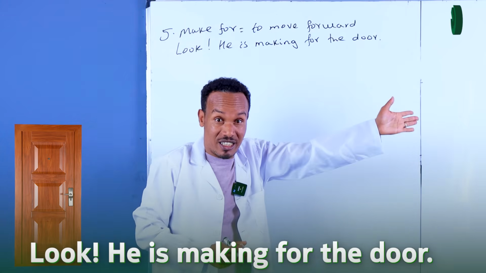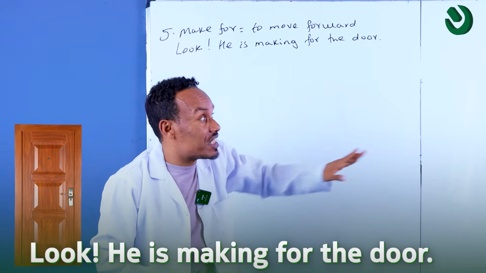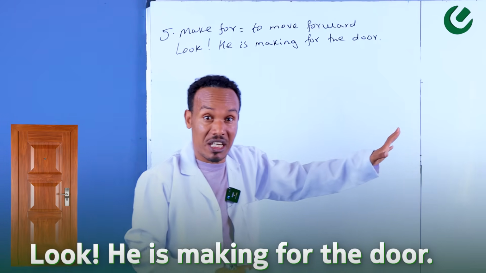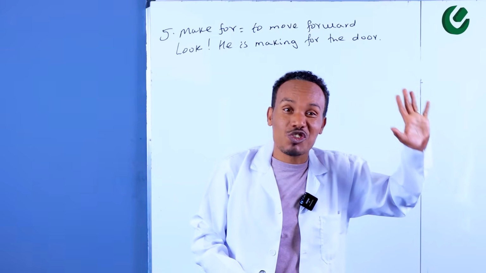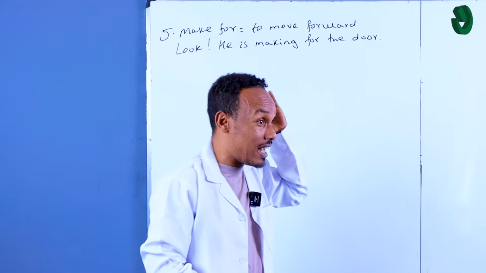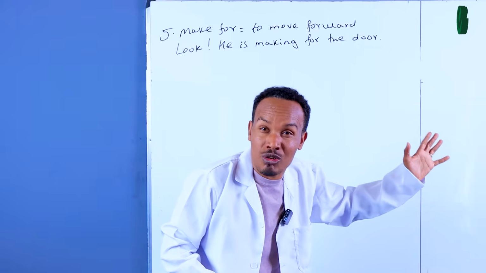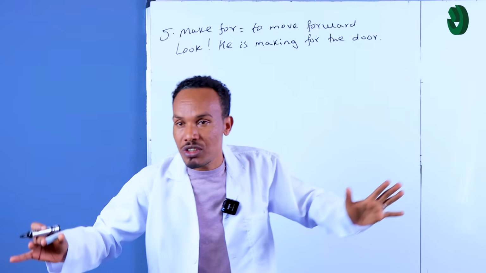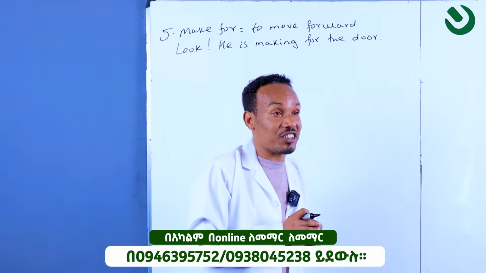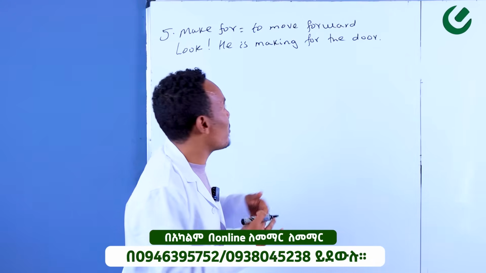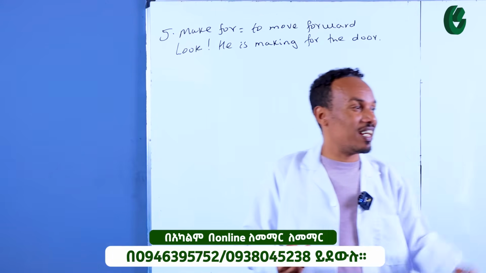So what do you mean by make for? To move forward. All right? So look. He's making for the door means he's moving towards the door. Do you understand me? Is it clear? To move forward. Not backward, but forward. I'm making for the door. I'm making for the gate of the house. I'm making for the school. You can say many different things. All right? Is it clear? Yes. All right. Interesting. So can you make your own examples? Your own examples.